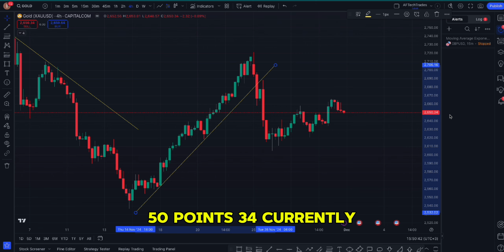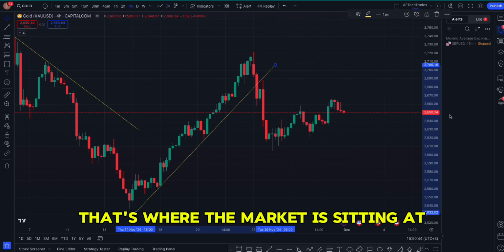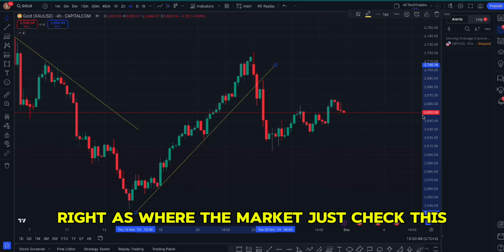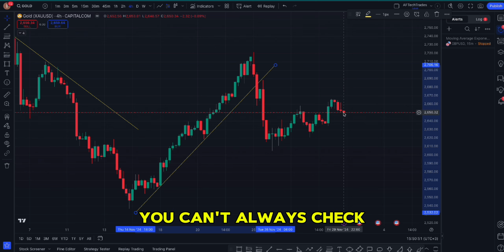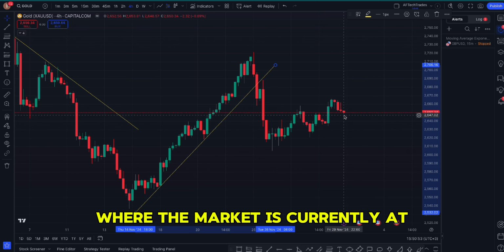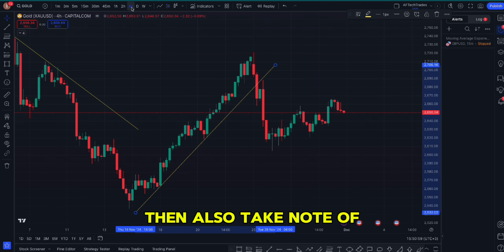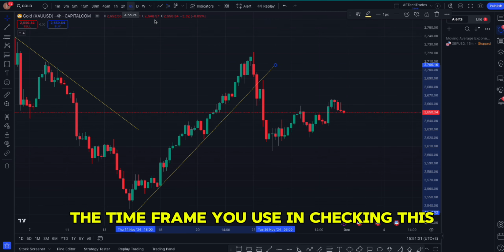2650.34 currently. That's where the market is sitting here on TradingView. You can always check where the market is currently at, then take note of that price. Then also take note of the time frame you use in checking this.